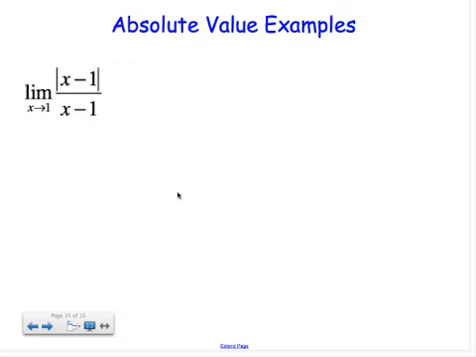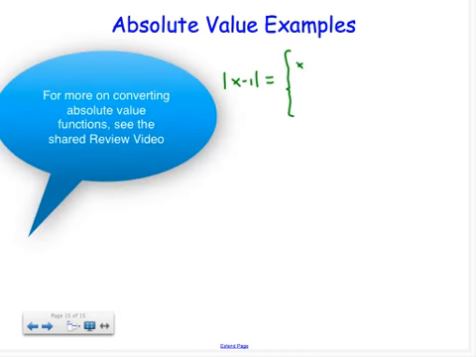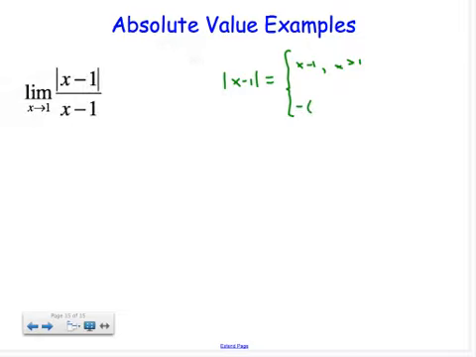Okay, the last example we're going to look at is one that involves absolute value functions. Whenever you have an absolute value function, the first thing we need to do is to convert the absolute value. So the absolute value of x minus 1 becomes a piecewise function, becomes x minus 1 if x is bigger than 1, and it becomes the opposite of x minus 1 when x is less than 1.